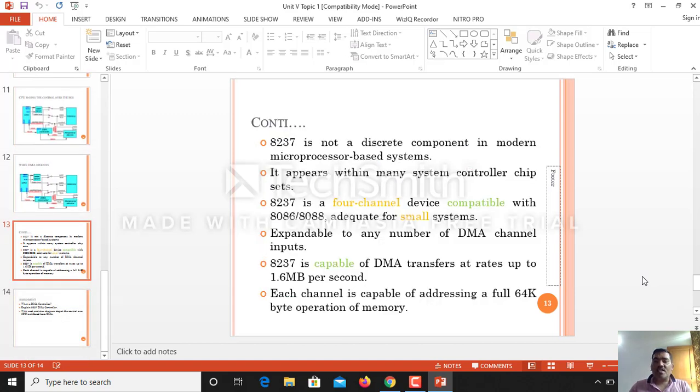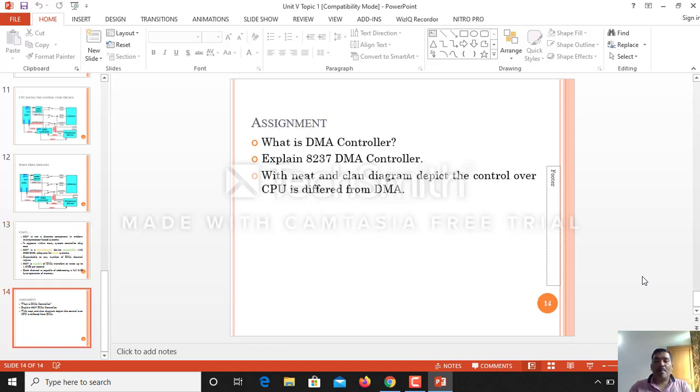The 8237 is not a discrete component in modern microprocessor-based systems. It appears within many system control chipsets. The 8237 is a 4-channel device, compatible with the 8086 and 8088, adequate for a small system. It is expandable to any number of DMA channels. The 8237 is capable of DMA transfers at a rate of up to 1.6 megabytes per second. Each channel is capable of addressing a full 64K bytes of memory.